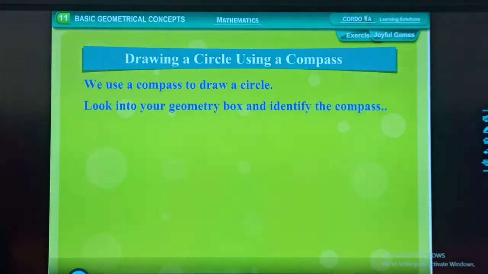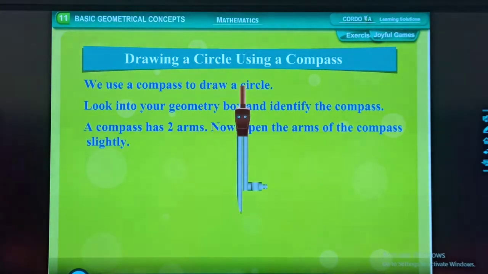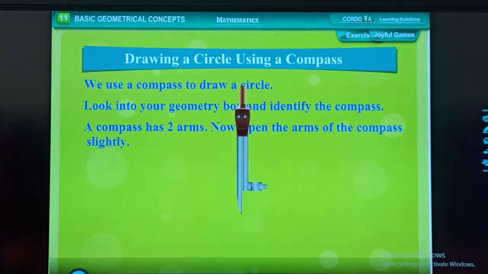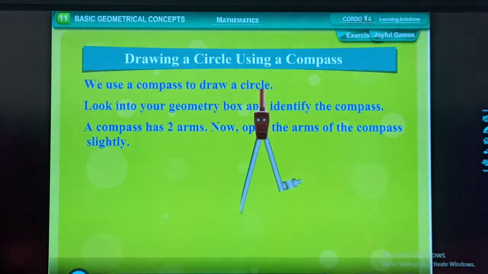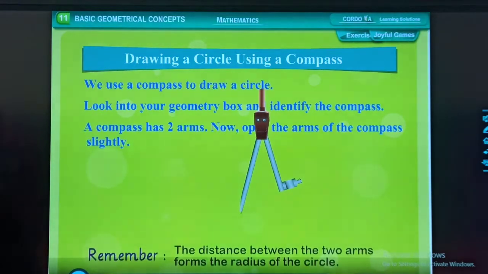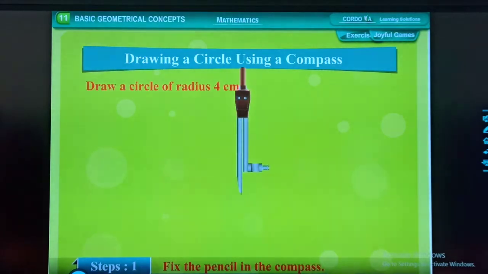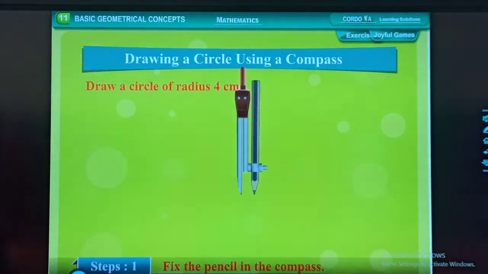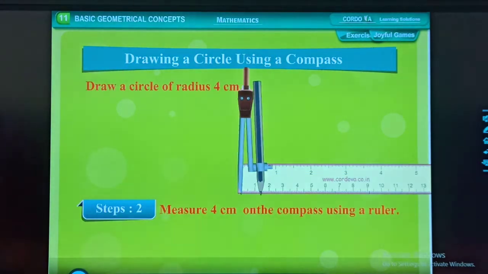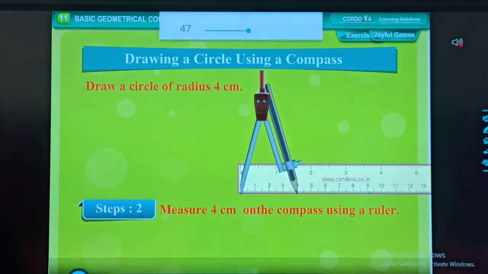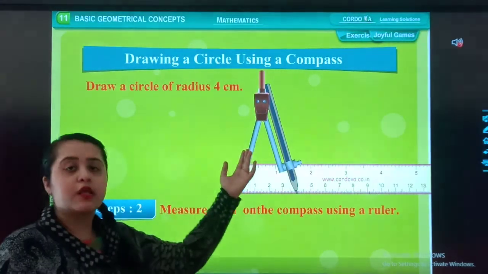Look into your geometry box and identify the compass. A compass has 2 arms. Now open the arms of the compass slightly. Remember, the distance between the 2 arms forms the radius of the circle. Draw a circle of radius 4 centimeters. Steps: fix the pencil in the compass. Measure 4 centimeters on the compass. See, this is the rounder.